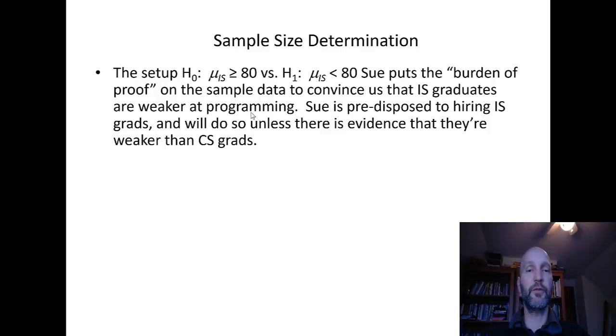Remember, the average for the CS students was 80, and the alternative says that the average for the IS students is less than 80. So Sue wants to put the burden of proof on the sample data to convince us that the IS graduates are weaker at programming. In other words, she's giving them the benefit of the doubt, saying that why should we expect them to be less skilled unless the data comes and proves that to us.